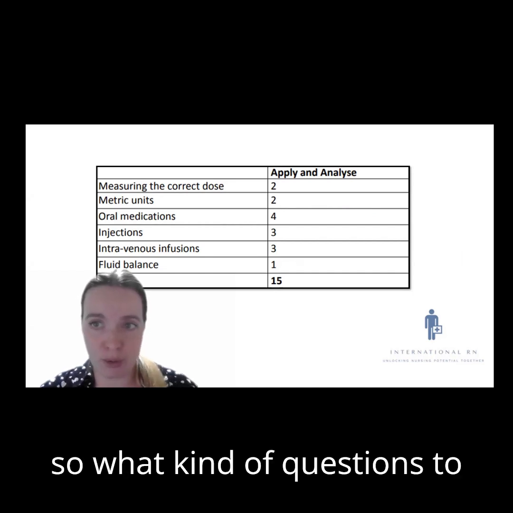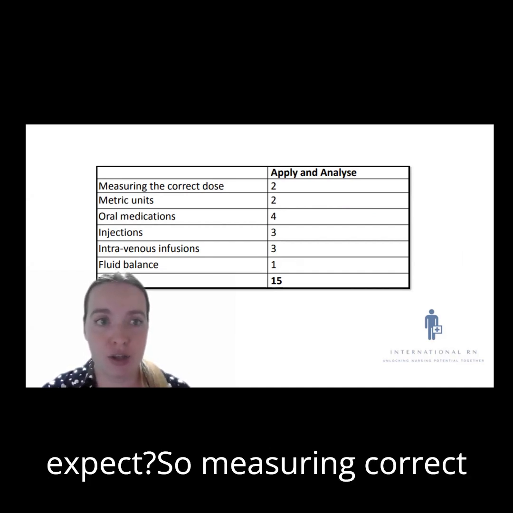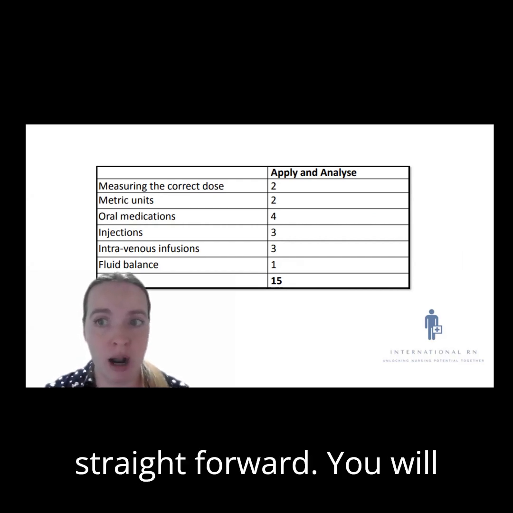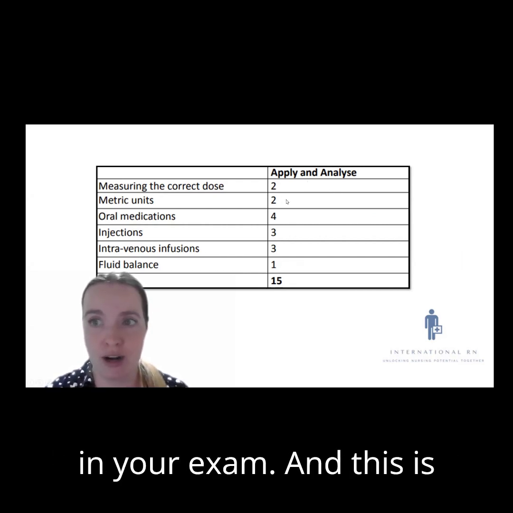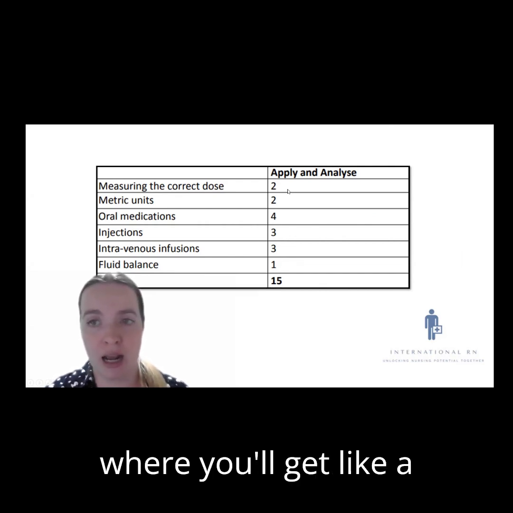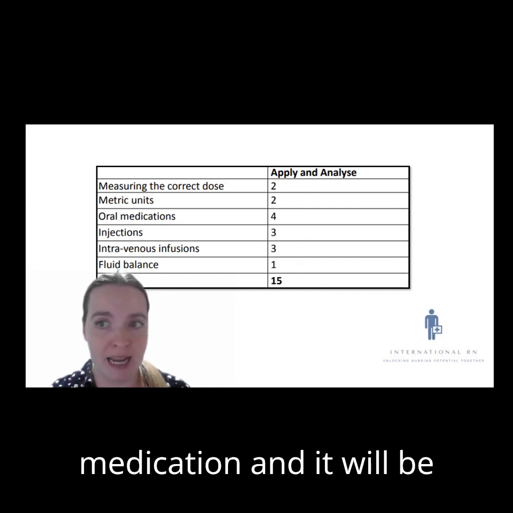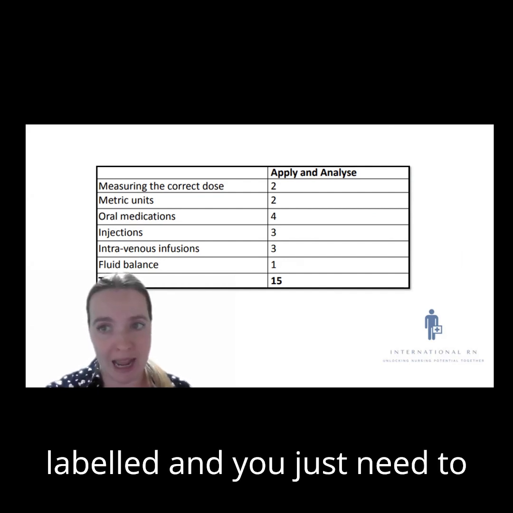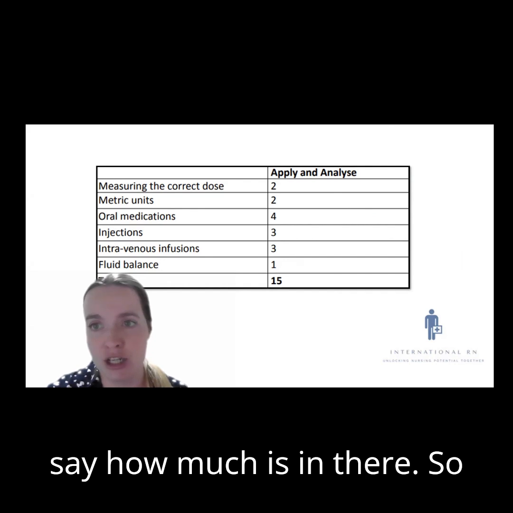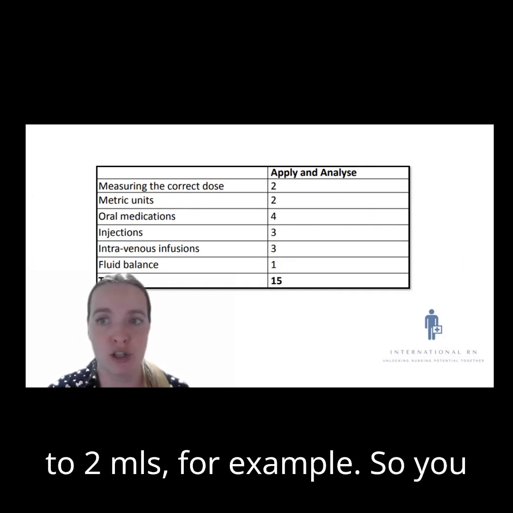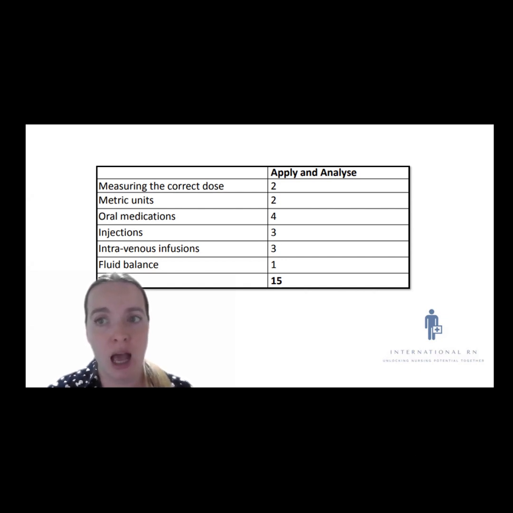Okay, so what kind of questions to expect? Measuring correct dose. This is really straightforward. You will have 2 of these questions in your exam. You'll get a picture of, for example, a syringe or a pot filled with medication, and it will be labeled, and you just need to say how much is in there. So the syringe will be drawn up to 2 mils, for example, so you just need to write 2 mils.